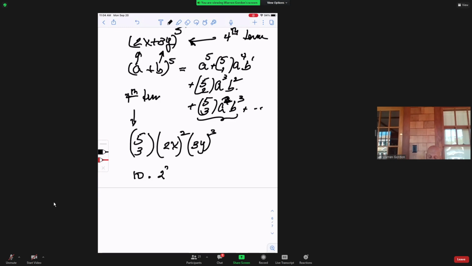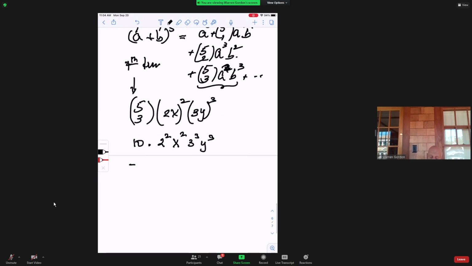This is 2 squared times x squared. This is 3 cubed times y cubed. So this term is equal to 10 times 4 times 27 x squared y cubed. This is the coefficient that I want in this problem. Okay?